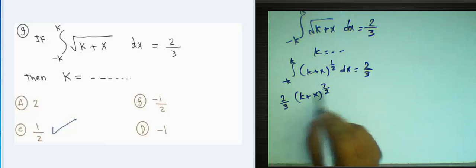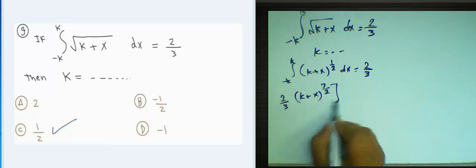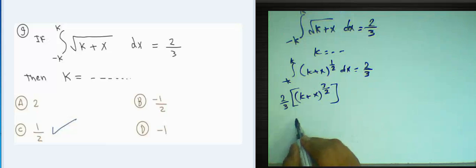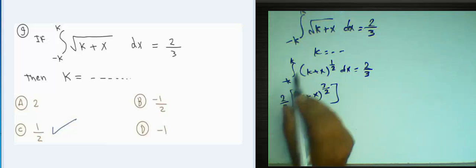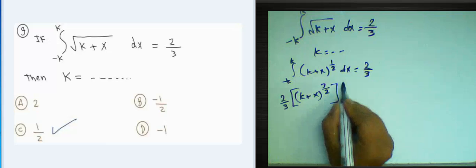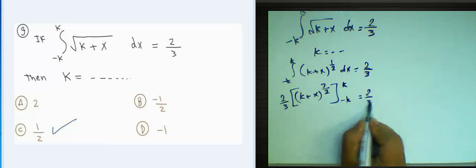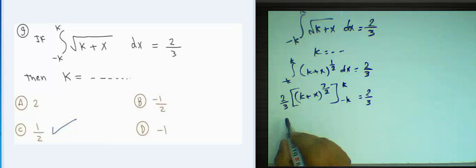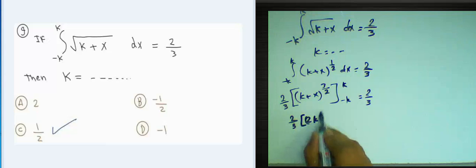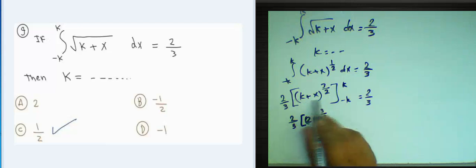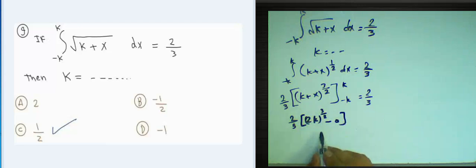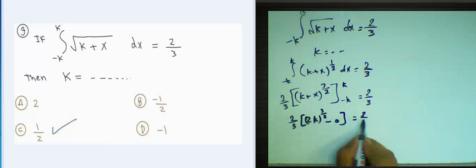It's the integration of this function from negative k to k, equal to 2 over 3. Here put k plus k equal 2k. Then 2 over 3 multiplied by (2k) to the power 3 over 2, subtract the value at negative k, which here will be 0. Okay, equal to 2 over 3.